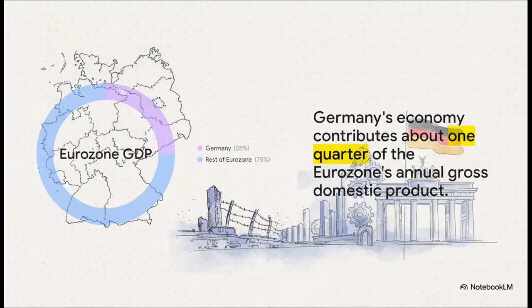And what the reunified Germany did next was basically an economic miracle. Through huge investment and sheer hard work, it didn't just recover, it became the undisputed economic engine of the European Union. I mean, just look at this. Germany's economy now makes up roughly a quarter of the entire Eurozone's GDP. That is an unbelievable transformation from the ruins of 1945.